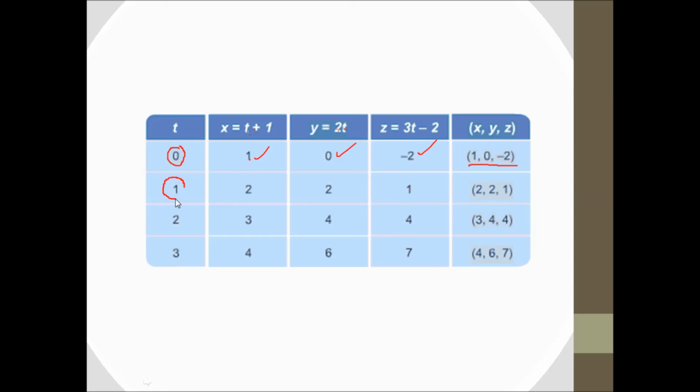And then I let t equal 1. So when t equals 1, 1 plus 1 is 2. 2 times 1 is 2. 3 times 1 is 3, minus 2 is 1. And now I have a point I can graph on my 3-dimensional plane. As t changes, I have points that I can graph on a plane.